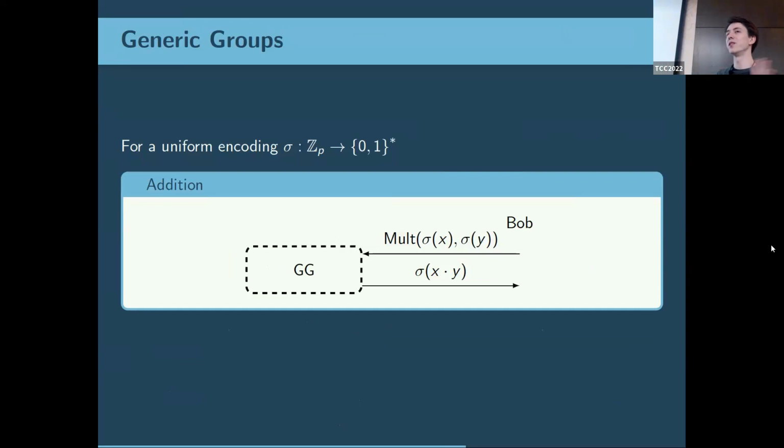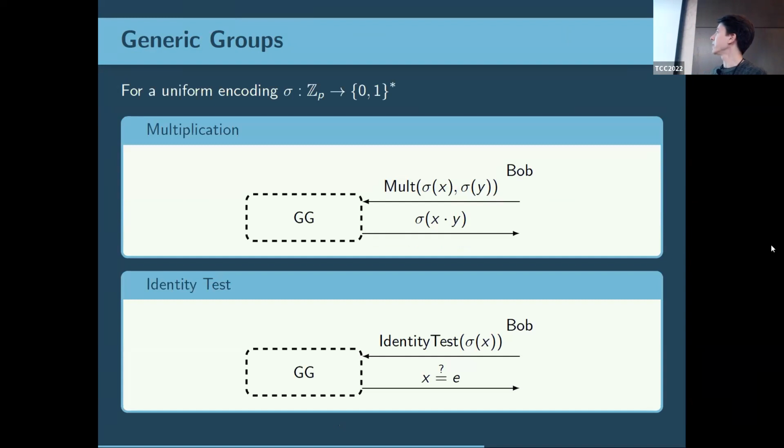In the last session, I believe, we learned about generic groups, but just really fast: just as a random Oracle is an idealized version of a hash function, a generic group is an idealized version of a mathematical group. And on top of multiplication, since we consider generic groups for uniform encodings of the group elements, we also provide an identity test, which allows an interactor to learn if their given element is an identity element.